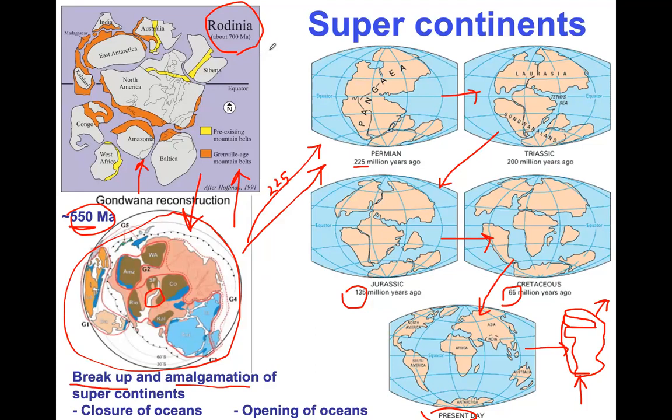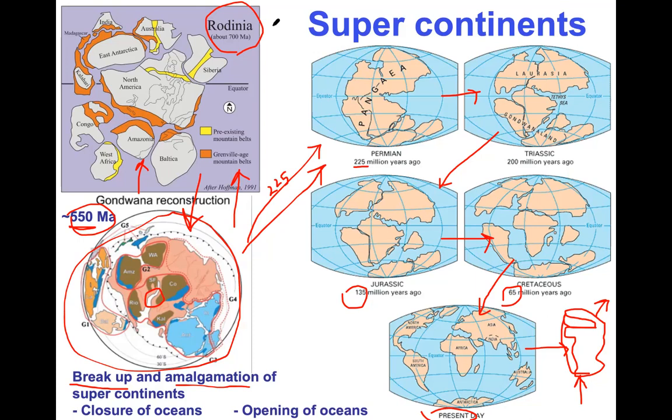Yes, sir. I have a question. On the top right hand side picture, the Triassic period, 200 million years ago, the Gondwana land in that picture, and the Gondwana that we discussed in the other picture, 550, those are two different supercontinents, right? Actually, Gondwana and Gondwana land are two actually different.